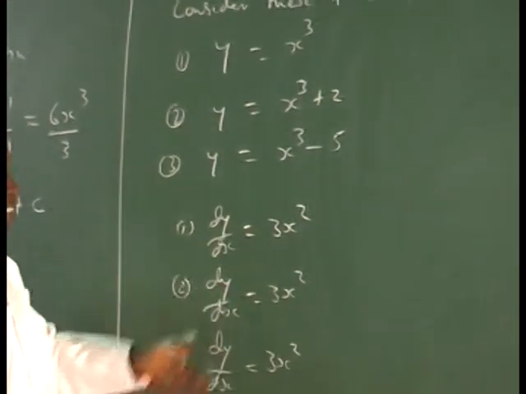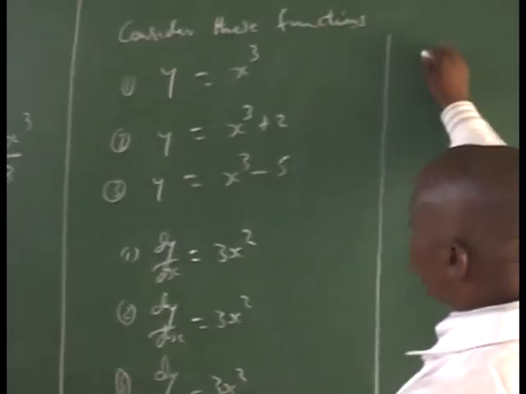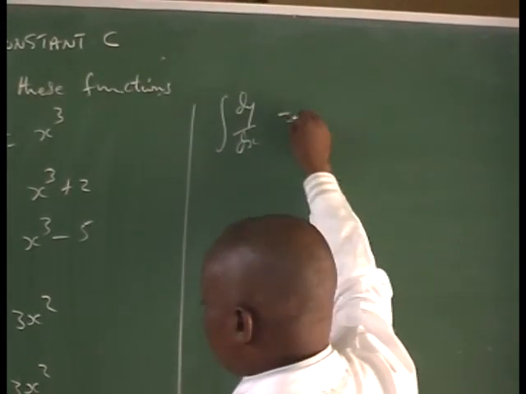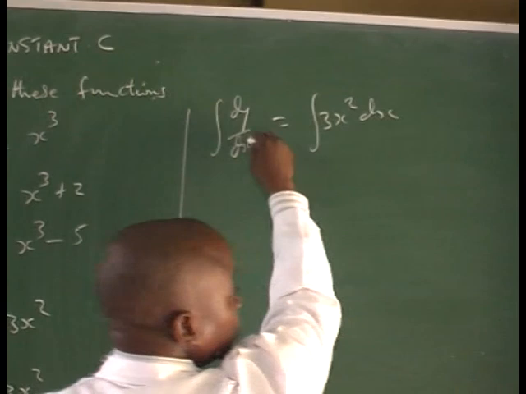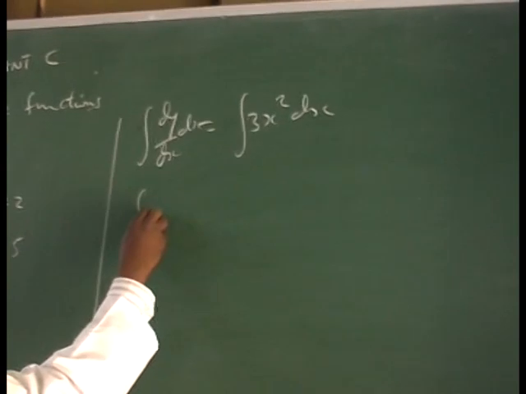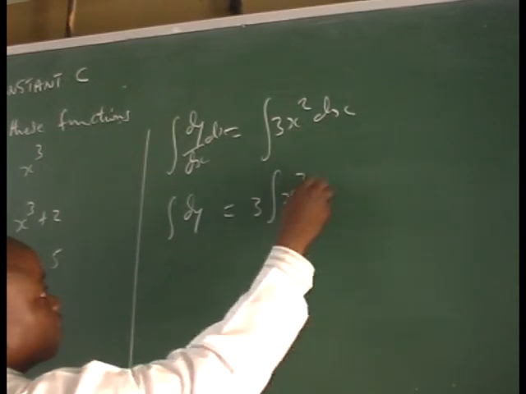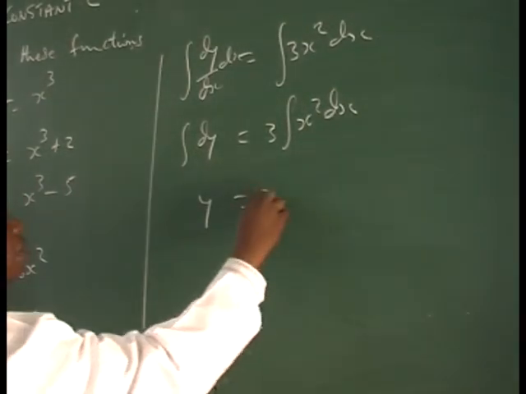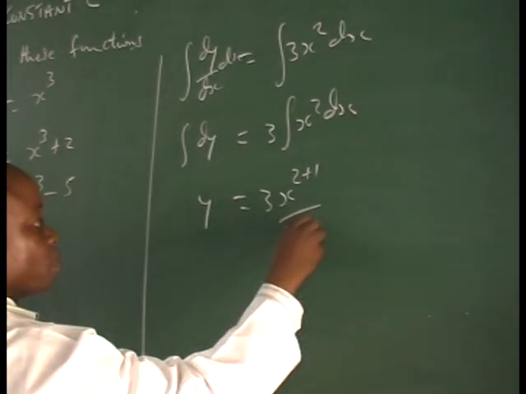Now suppose we want to integrate this function. Alright, let's integrate. We'll have integral dy/dx dx will be integral 3x squared dx. Of course, I'm integrating with respect to x. So you see that we have integral dy is the same as 3 integral x squared dx. Integrating this, I have y. And this one will be 3x^(2+1) all over 2+1.